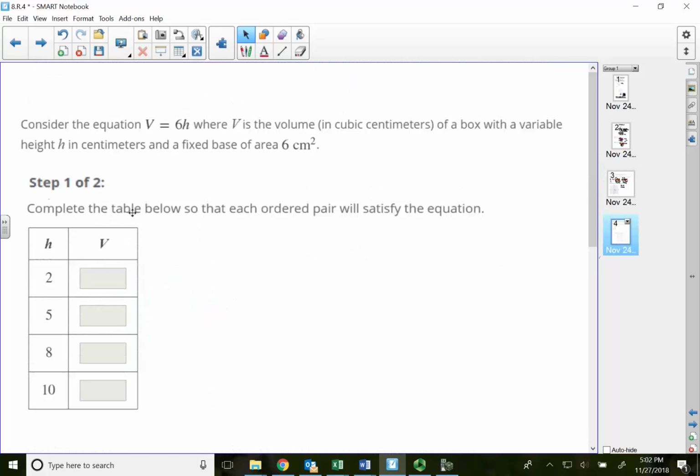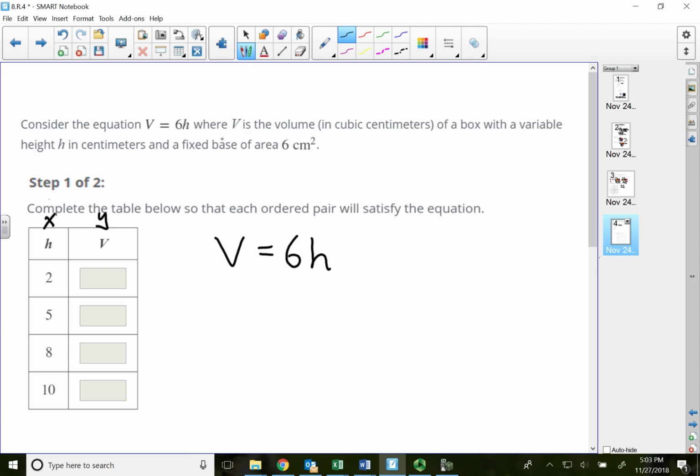Now let's try this one. Consider the equation v equal to 6 times h. So rather than calling them x and y, right now we call them v and h. The h in the first column represents the x value, the v represents the y value. V also stands for volume of a box with a variable height of h in centimeters and a fixed base of an area of 6. So complete the table below.